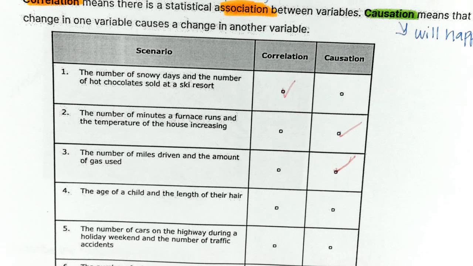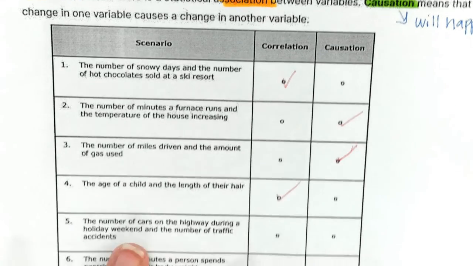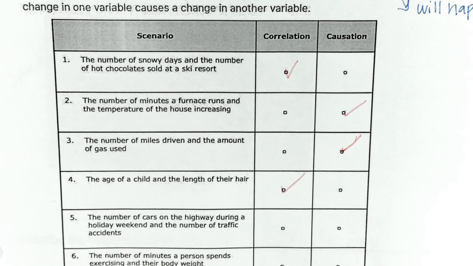The age of a child and the length of their hair. This one, I don't really like the question. Because, I would say correlation. I don't like it, though, because a lot of boys cut their hair, and so it doesn't make any sense. So I would just say correlation.